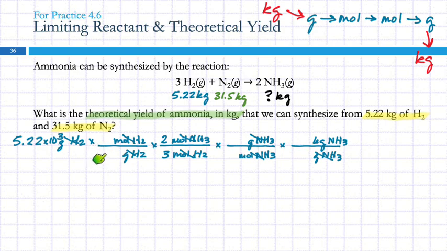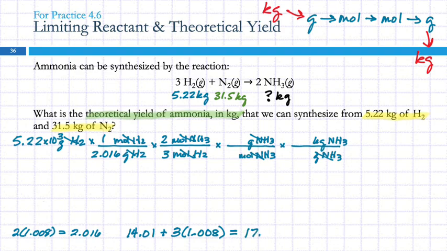Moles and grams, those conversions are molar masses, right? H2, 2 hydrogens, so that's going to be 2.016 grams. So 1 mole of hydrogen is 2.016 grams. Over here, I need the molar mass for ammonia, 1 nitrogen and 3 hydrogens. So that's 17.034 grams is 1 mole.